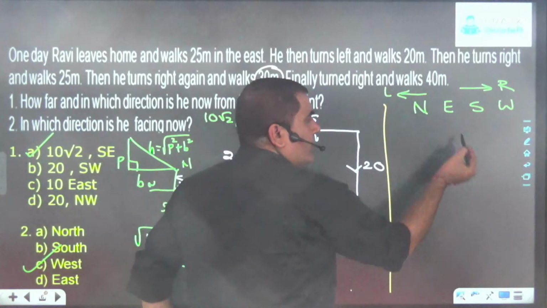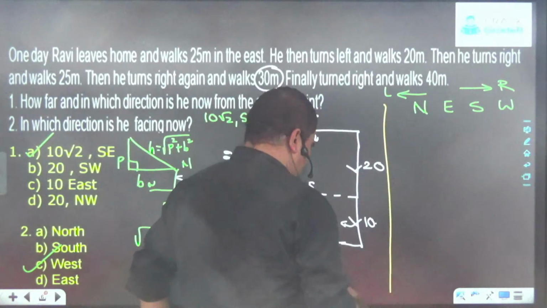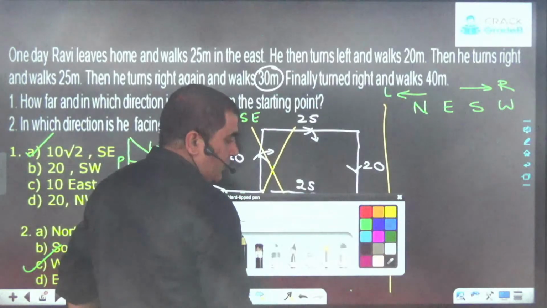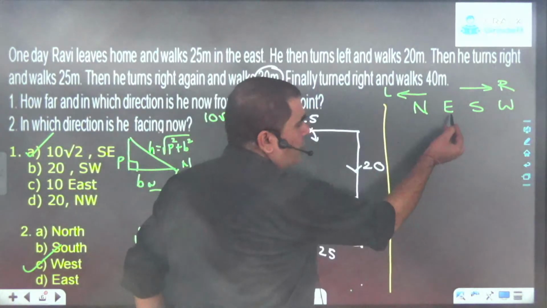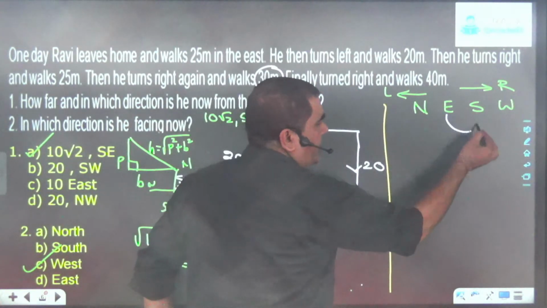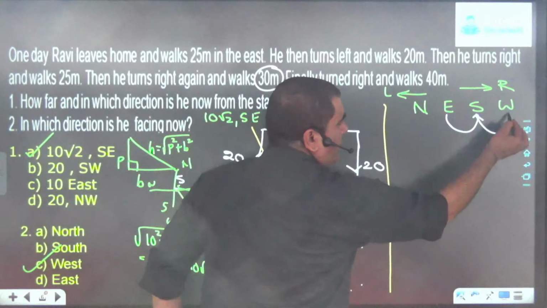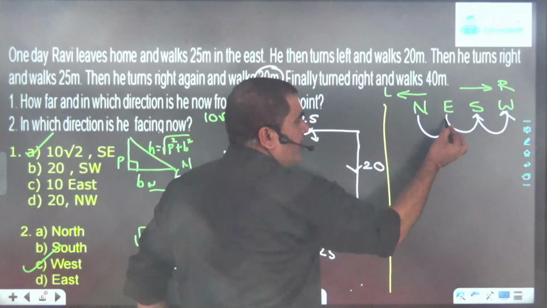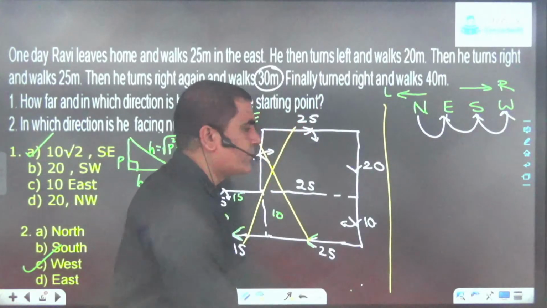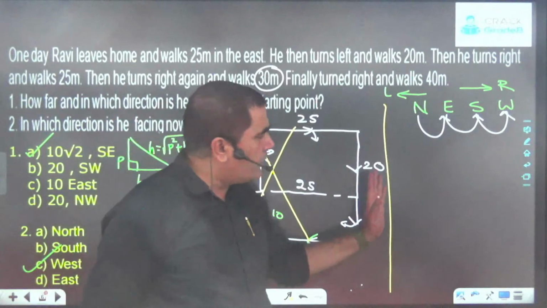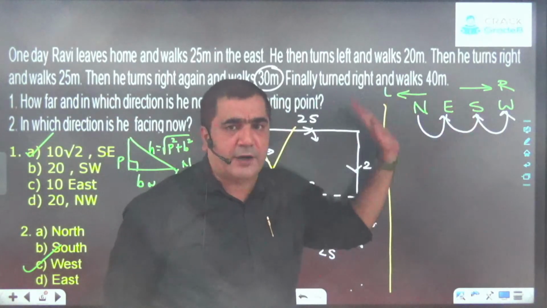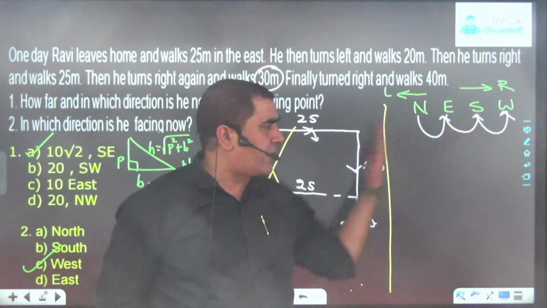For example, what should be the right of east? East is over here, right means this side, so right of east will be south, right of south will be west, right of north will be east, like this. Whenever you have to go right, always go to your right side, and whenever you have to go left, come to your left side.